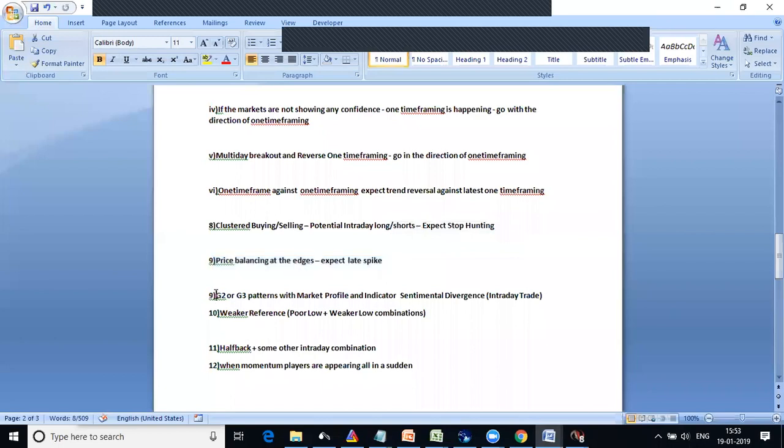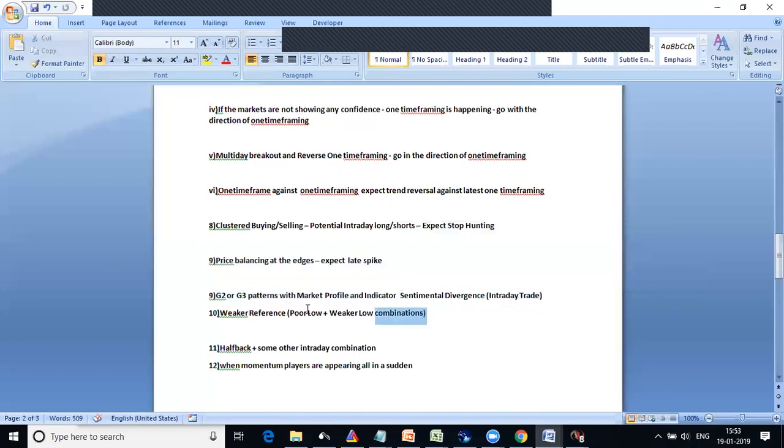Next thing we already talked about is G2 and G3 patterns, so I'm not going to discuss further. Mostly 70% of the trades are intraday trades, which have to be combined with the sentimental divergence, the sentimental indicators. I request you to look into the G2 and G3 patterns, which one to fade, which one not to fade. Just go through the previous videos, because if I go through G2, G3 again, it's going to take another 1 hour from here.